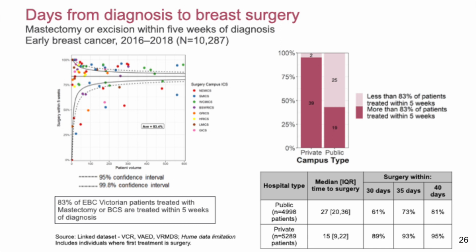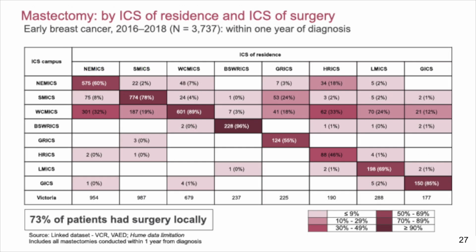That's usually the first core biopsy, which may be through the screening program, or it may be through a diagnostic process. So there's some variation in the way that patients are being diagnosed, but there's clearly also some variation in access to care. This is really reflecting the fact that across the state, the vast majority of people are able to have surgery close to where they live.